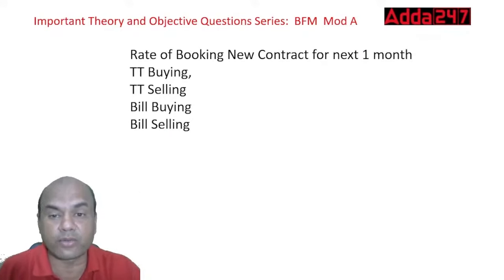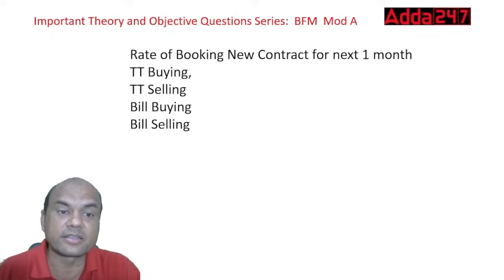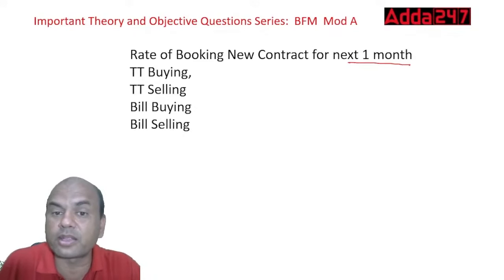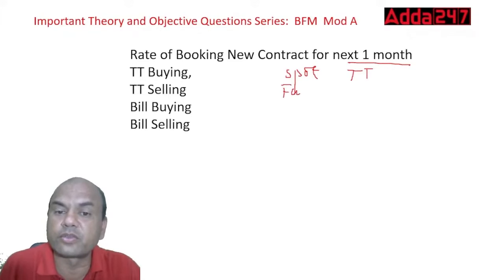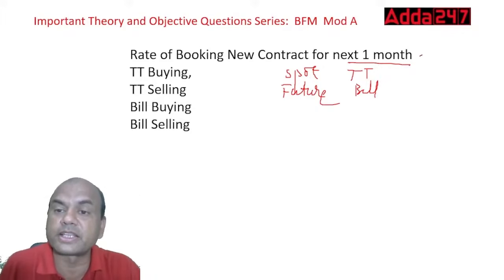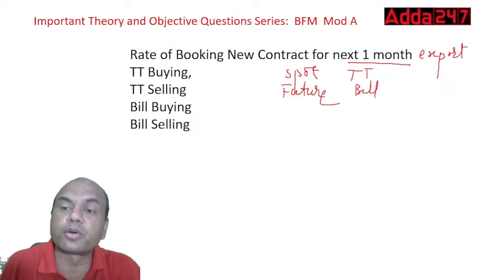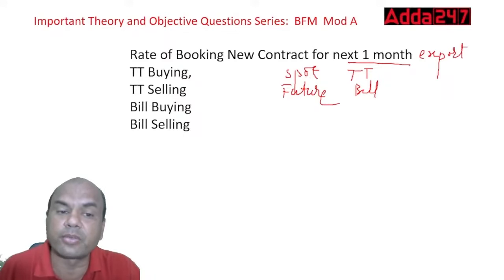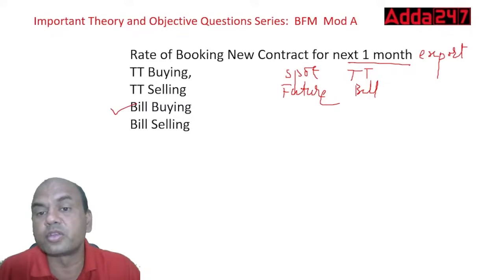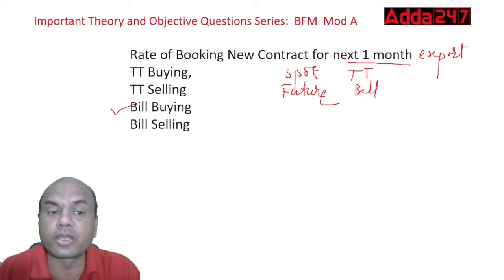Rate of booking a new contract for the next 1 month: TT buying, TT selling, bill buying, bill selling. See here, next 1 month I want. Just now I told you a spot transaction will always be done at TT, whereas a future transaction will always be done at bill. Booking a new contract for 1 month, which contract? Suppose I say export contract. Export means buying, so I'll be using the bill buying rate. If it's import, then I'll be using the bill selling rate. So for next 1 month export, you'll be doing it at the bill buying rate.